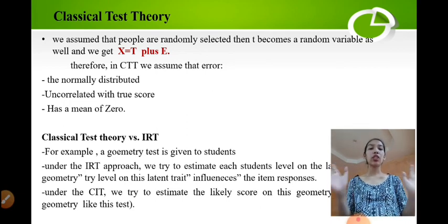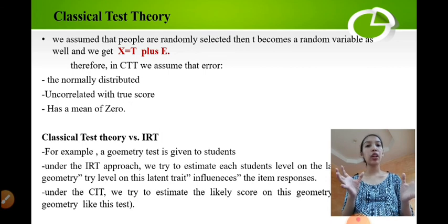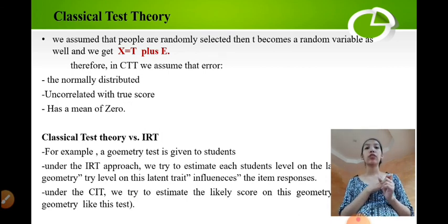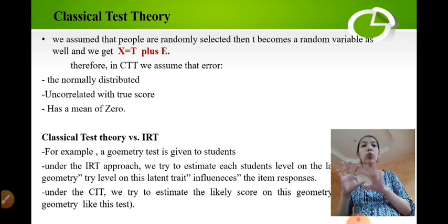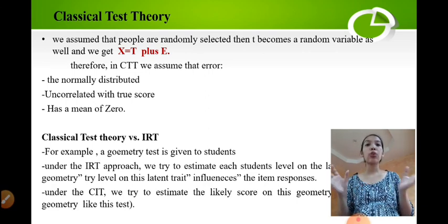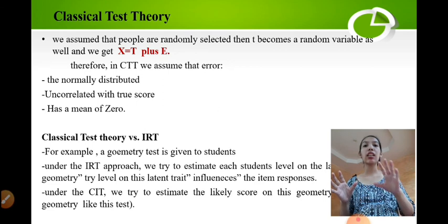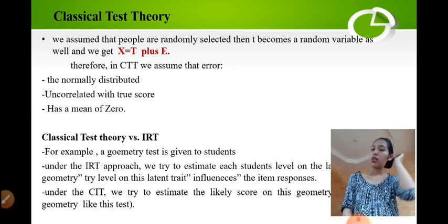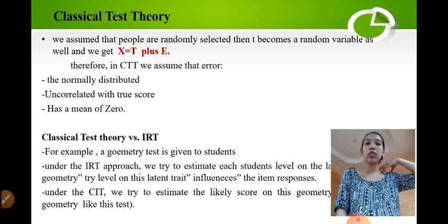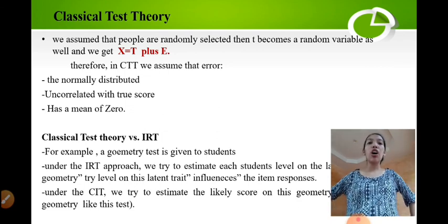So classical test theory again, we are focusing on our lesson. We assume that people are randomly selected, that T, our true score, becomes a random variable as well, and we get X equals T plus E. So in CTT, in classical test theory, we assume that error is normally distributed, uncorrelated with the true score, and has a mean of 0.